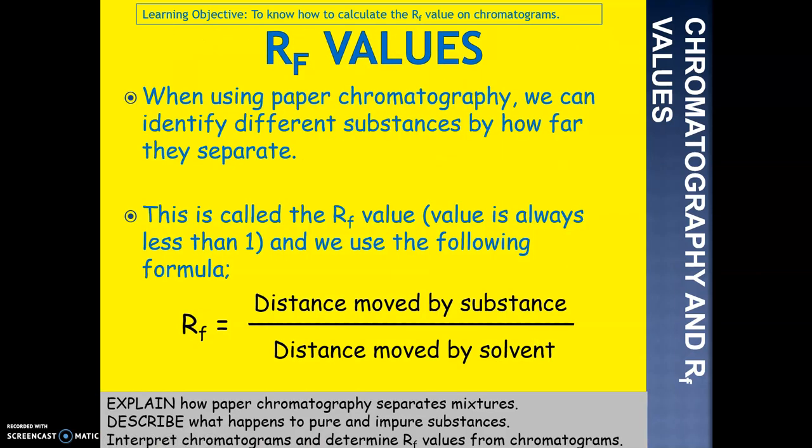Okay, so now I'm going to move on to the more challenging calculating RF values. Remember, that is retention factor values. Before we get started on this, can you please make sure you copy down the 2 bullet points and in particular the calculation for RF values: the distance moved by substance over, that means divide, by the distance moved by solvent. So can you get down the 2 bullet points and calculation?